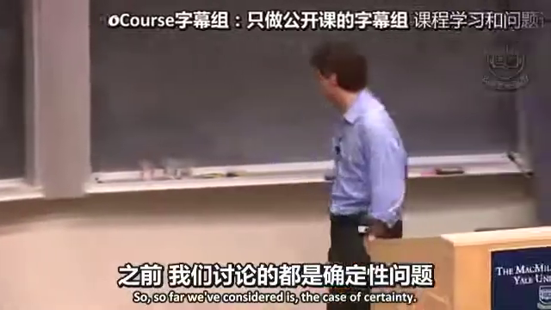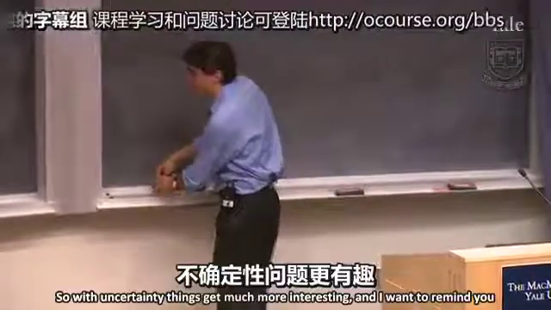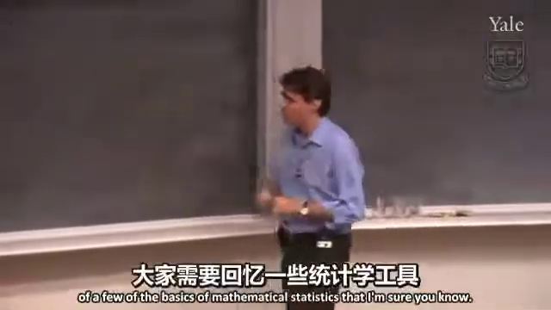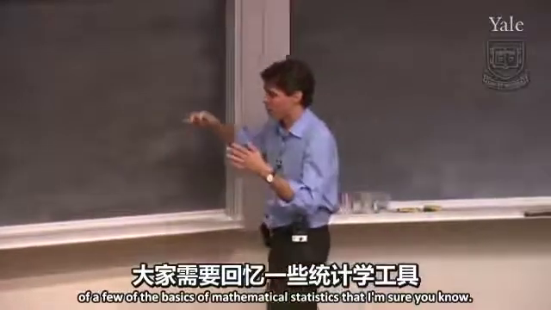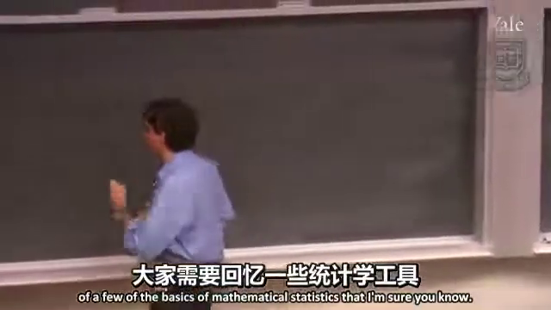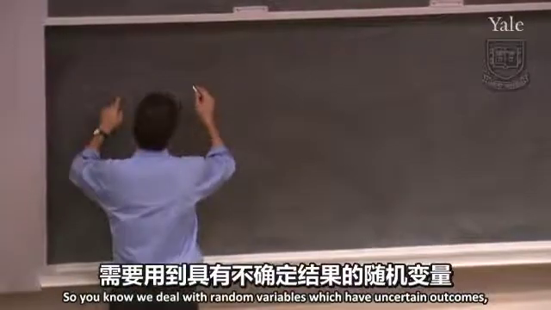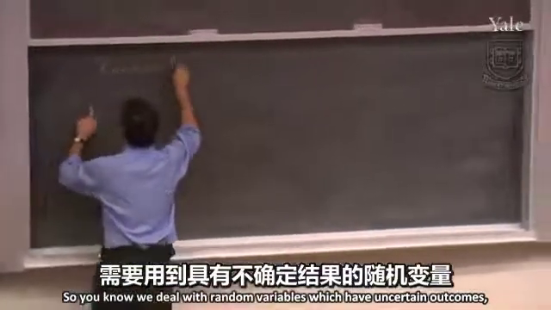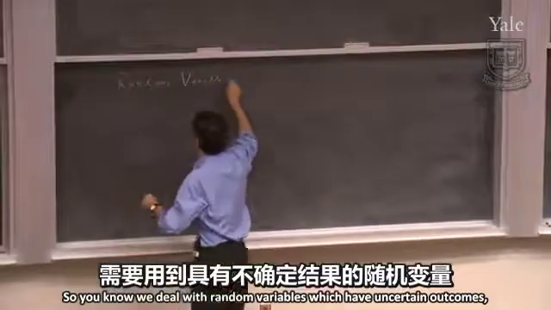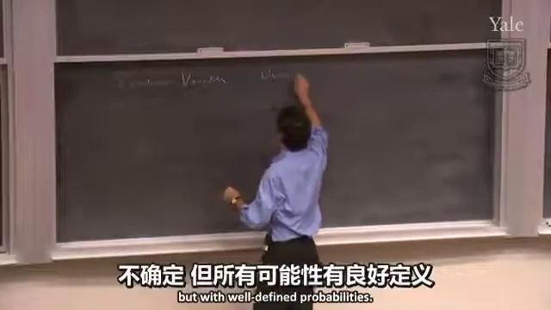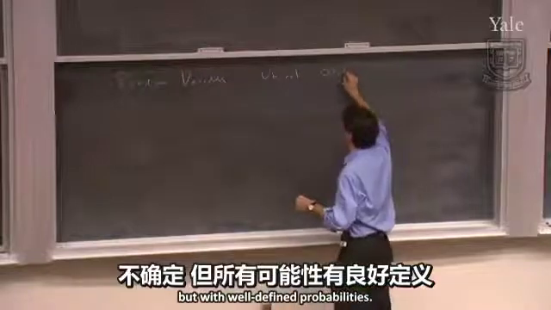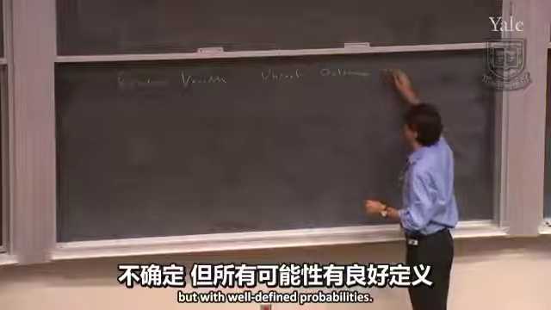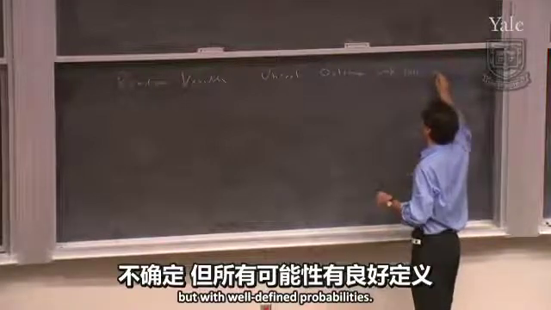So far all we've considered is the case of certainty. So with uncertainty, things get much more interesting. And I want to remind you of a few of the basics of mathematical statistics that I'm sure you know. So you know we deal with random variables which have uncertain outcomes, but with well-defined probabilities.